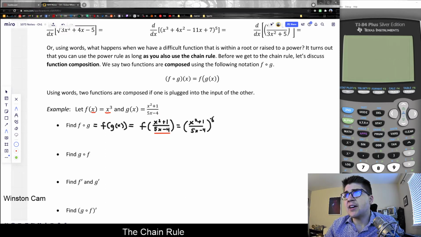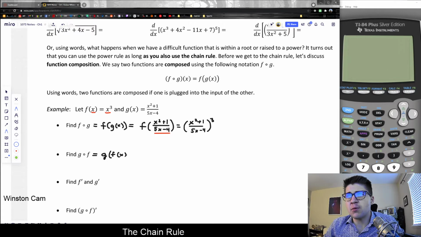And technically I could multiply this all out, because the third power just means 3 of them multiplied together. And then it would be a bunch of multiplication, and then I could use the quotient rule to find the derivative of this if I wanted to, but that is very tedious. Another thing about function composition is it is not commutative, meaning that if I was to do it in the reverse order, it's actually going to give me a different function.